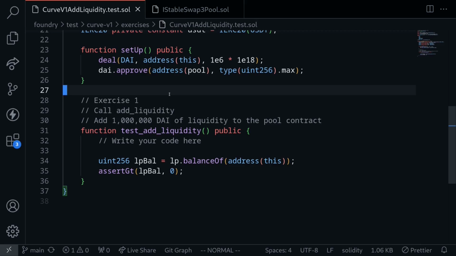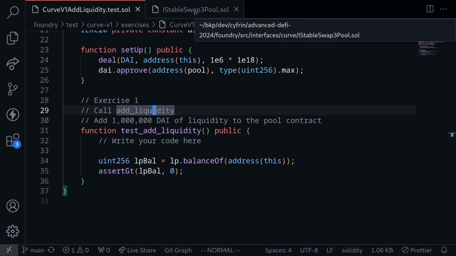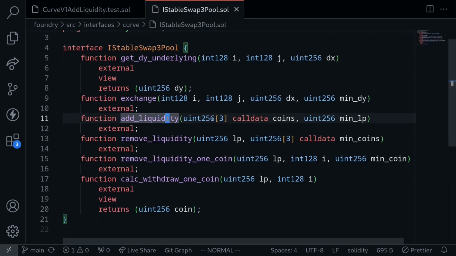There's one exercise to add liquidity to Curve V1. In this exercise, you'll add 1 million DAI as liquidity to Curve V1 AMM. For the setup, this test contract is given 1 million DAI, and it has approved the pool to spend all of the DAIs. To add liquidity, you'll need to call the function add liquidity on the interface iStableSwap3 pool. The function add liquidity will take in two inputs, an array of amount of tokens that you're going to put in, and the minimum amount of LP that you expect to get back.